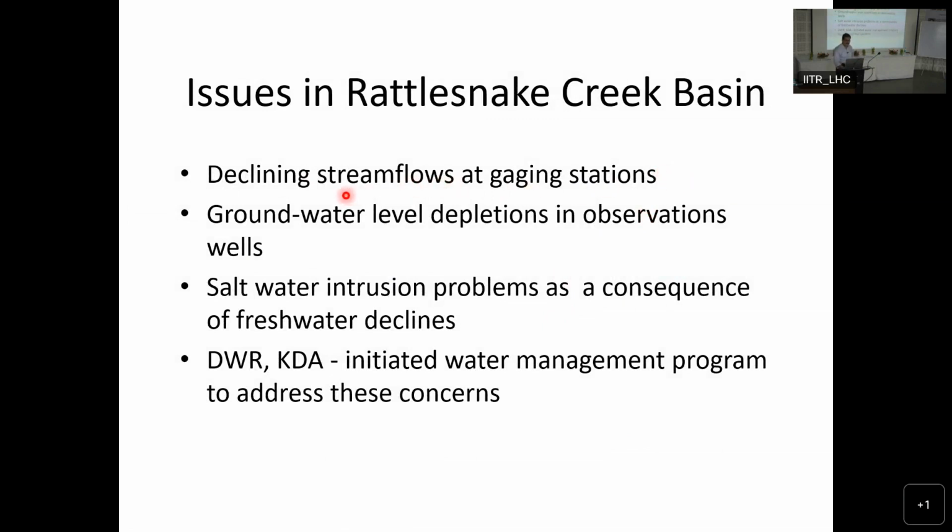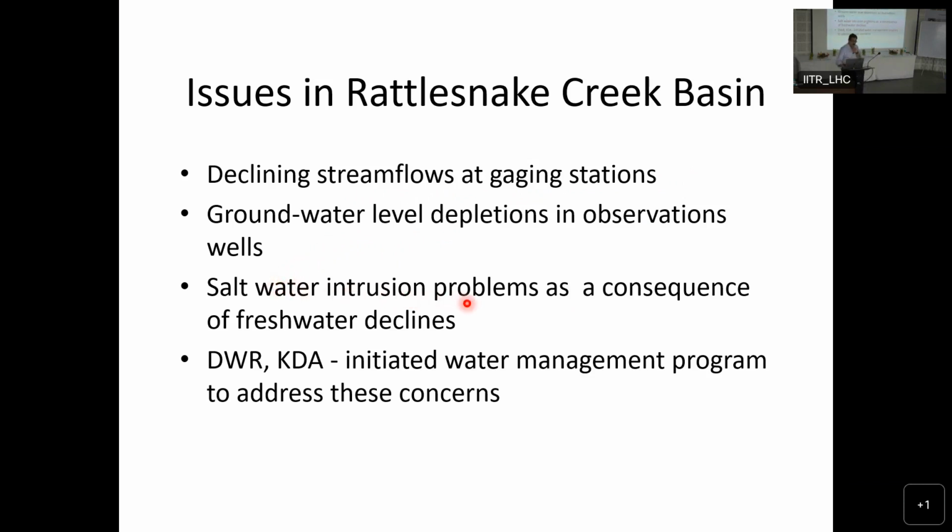The declining stream flows at gauging stations, compounded with declining groundwater level depletion in observation wells. So declining stream flows, as I said, is a big problem because if there is not enough flow coming to the wetland, then it's a big environmental concern. And of course, the groundwater keeps going down. That is also a concern. We talked about safe and sustainable yield right in the beginning of the workshop.